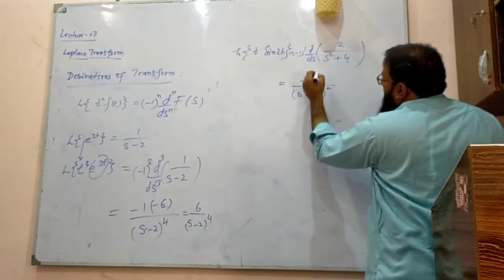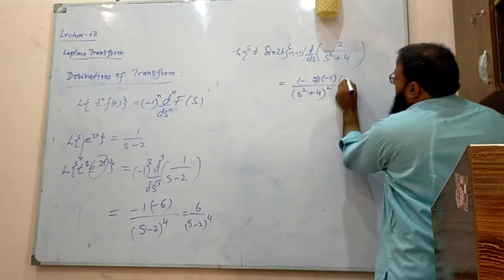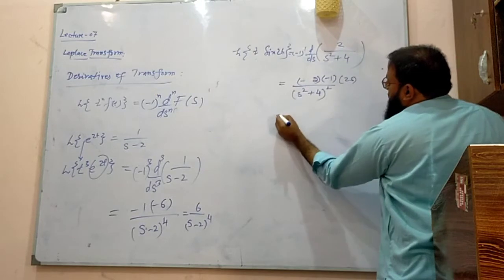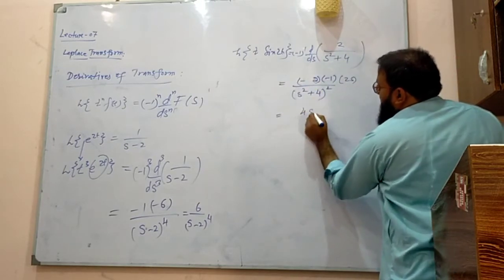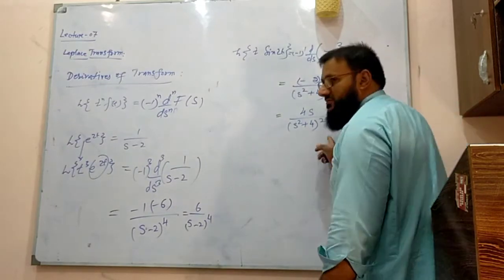This power will come down, so that becomes minus 1, and the derivative of s square is 2s, so this is going to be 4s over s square plus 4. Is it right?